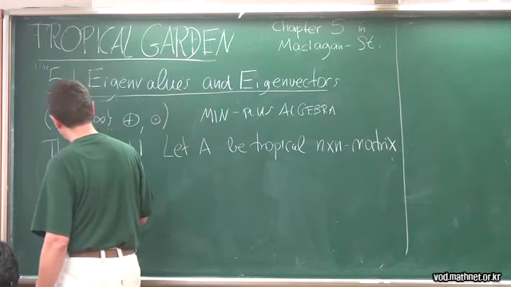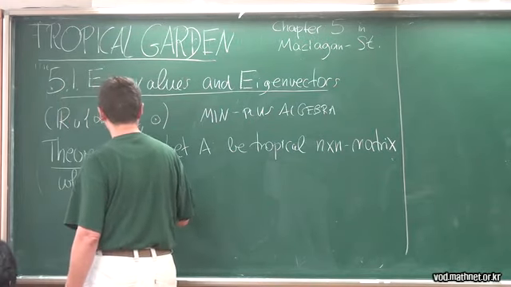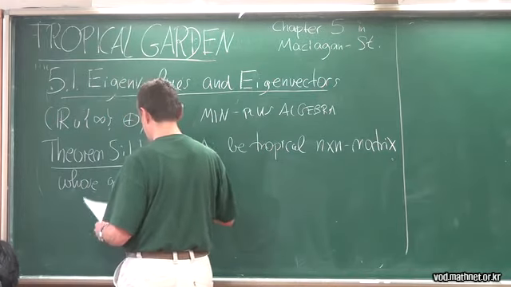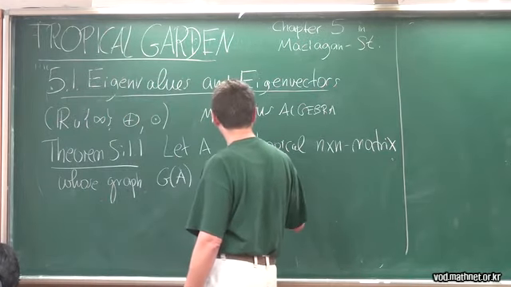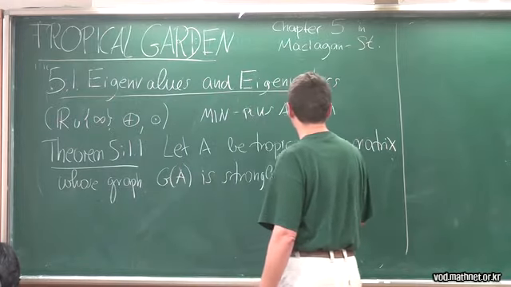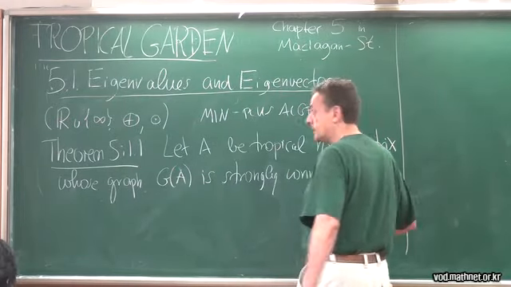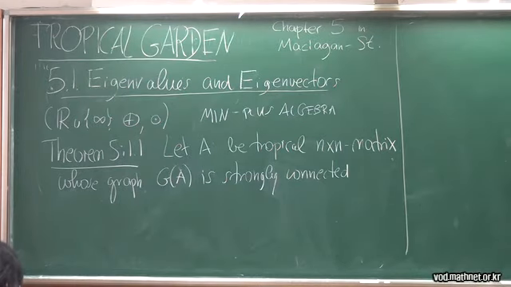However, the graph of this matrix, G of A, should be strongly connected. So what do I mean by the graph? Well, that's a directed graph on n nodes. And there's an edge from node i to node j if and only if the entry is not plus infinity. And we label that edge by the matrix entry Aij. So we're identifying n by n matrices with weighted directed graphs on n nodes.